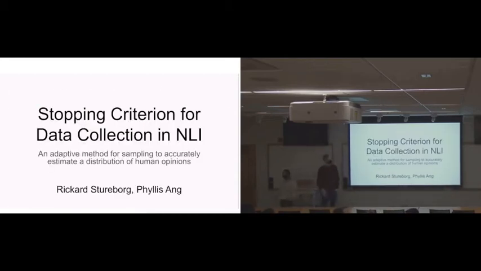Alright, awesome. So our project explores various stopping criterion for data collection of a task called distributed NLI. First I'm going to talk a little bit about NLI, what that is, and then describe what distributed NLI extends from NLI. I'm going to then go on to one of the stopping criterion that we've tried, and Phyllis is going to talk about how we're testing that stopping criterion in a realistic situation with real data.